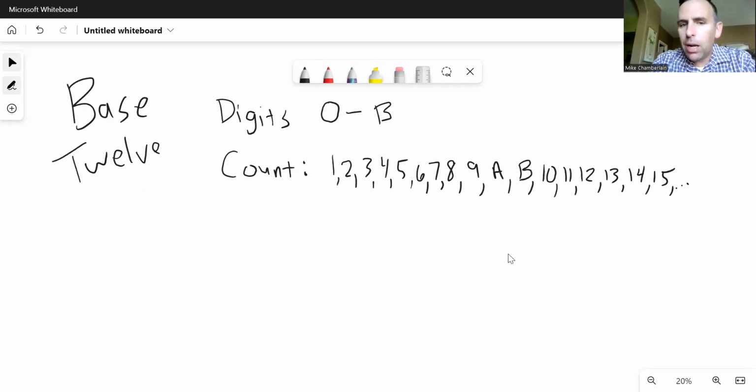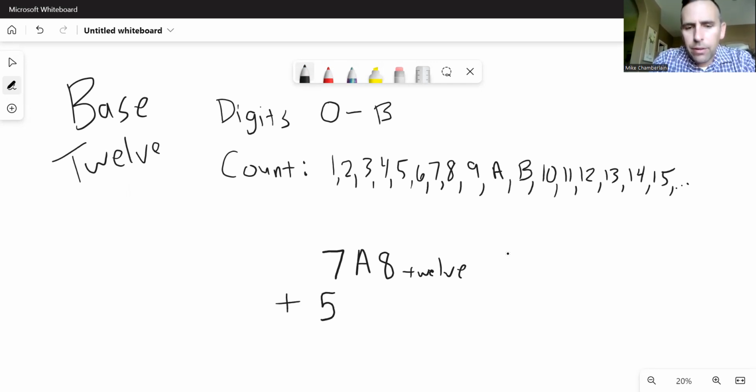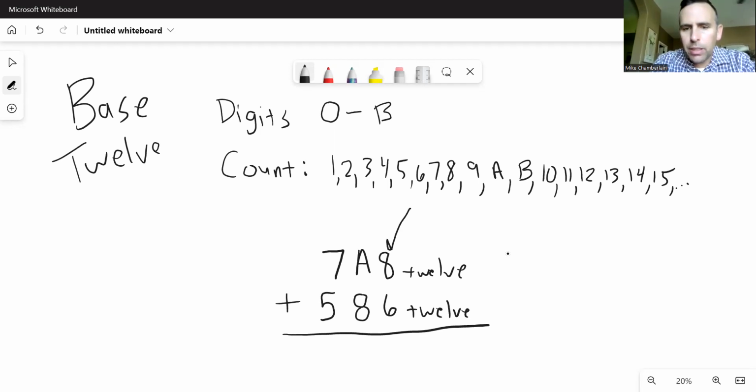Let's take a look at a problem adding in base 12, and I'll purposefully try to put a little challenge here. So let's say we add 7A8 in base 12 to the number 586, base 12. Okay, what would we get? Starting in the ones place, 8 plus 6. It's very tempting to think 14. That's only true. The facts that you already know are only true in base 10.